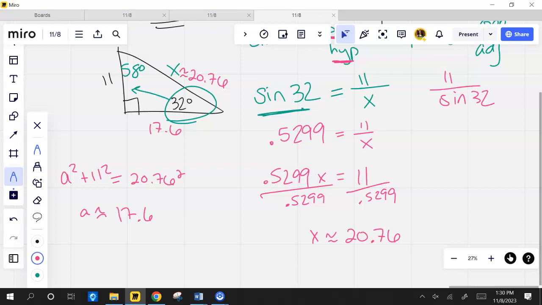That's wrong? No, it's not. I might have been around here. I didn't round off in my calculator. And then it's the square root of that.